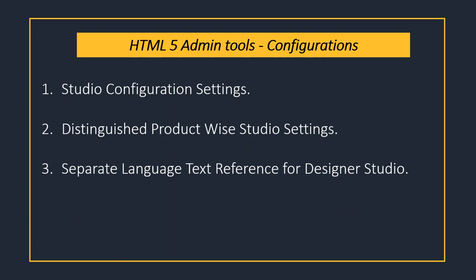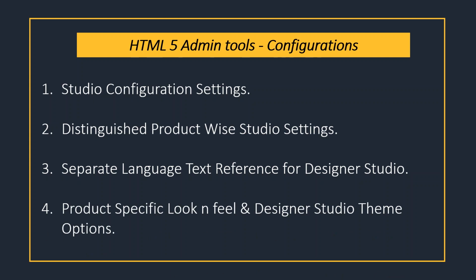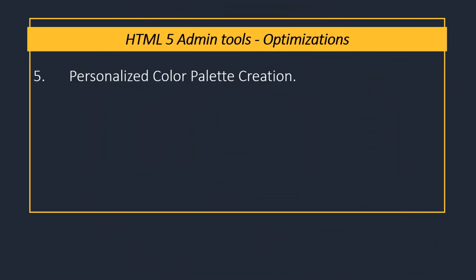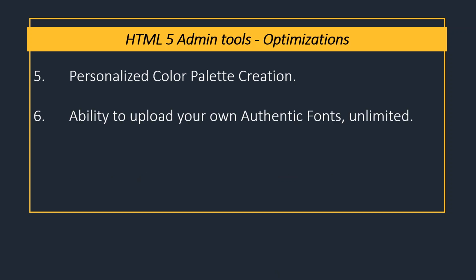The third important feature we have is the language text reference, specifically designed for this Designer Studio. So you can set the language as per your wish for the Designer Studio. The next option we have is the product specific look and feel Designer Studio theme. There are three default themes we have given: the basic, dark, and the default one. The other option that we have is the personalized color palette. You can have your own color palette for the particular product, and that can be visualized on the front store.